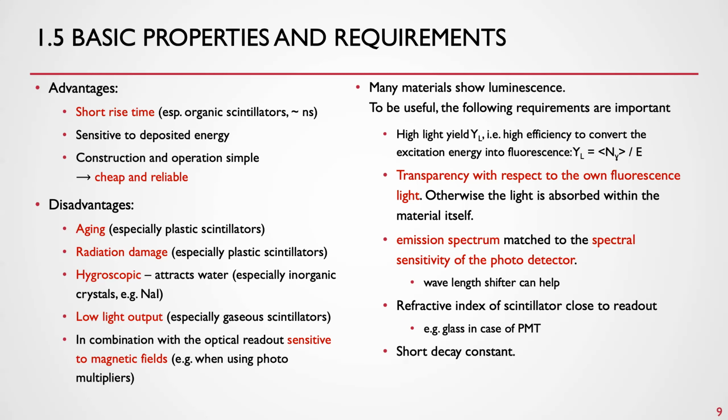The emission spectrum must be matched to the photodetector. If that's not the case, and usually it isn't, wavelength shifters can help. The refractive index of the scintillator must also be matched to the photomultiplier tube, because otherwise the incident signal gets reflected and does not reach the photomultiplier. And then it needs a short decay constant. It does not help if you light up your detector and it doesn't stop shining.